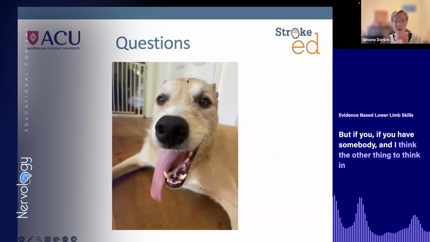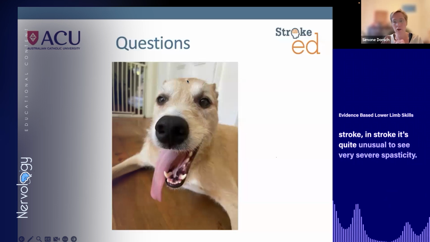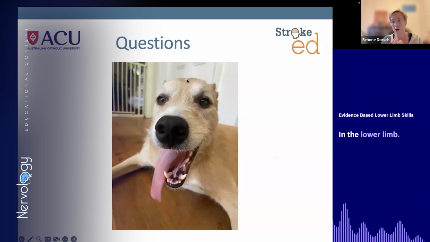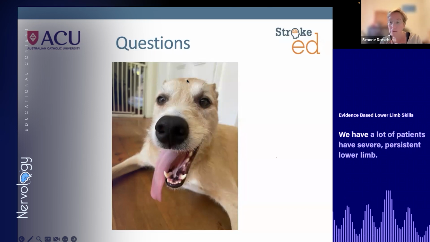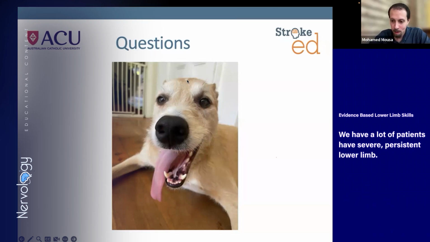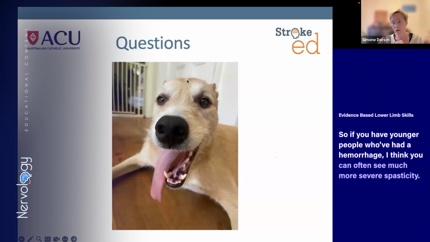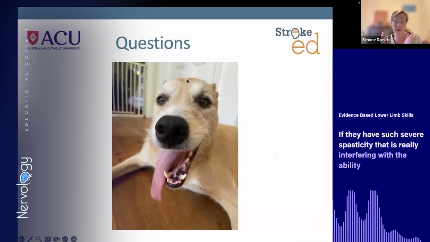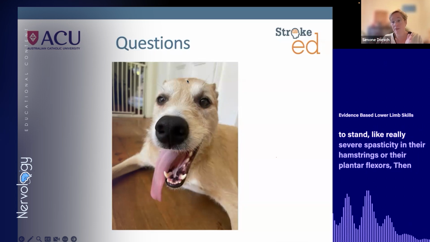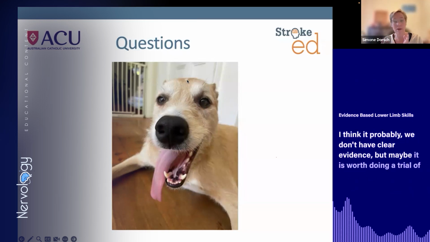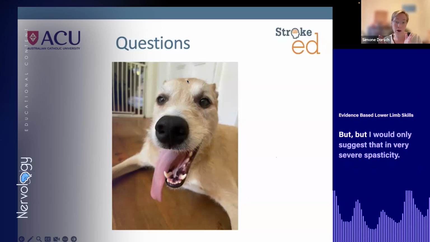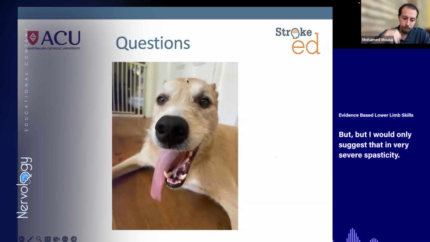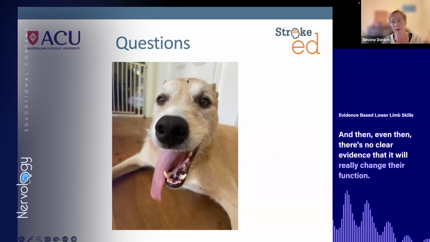But the other thing to think about is that in stroke it's quite unusual to see very severe spasticity in the lower limb. If you have younger people who've had a hemorrhage, you can often see much more severe spasticity, and certainly if you work with people with traumatic brain injury, you see very severe spasticity. If they have such severe spasticity that it is really interfering with the ability to stand, like really severe spasticity in their hamstrings or their plantar flexors, then I think we don't have clear evidence, but maybe it is worth doing a trial of Botox. But I would only suggest that in very severe spasticity, and even then there's no clear evidence that it will really change their function.